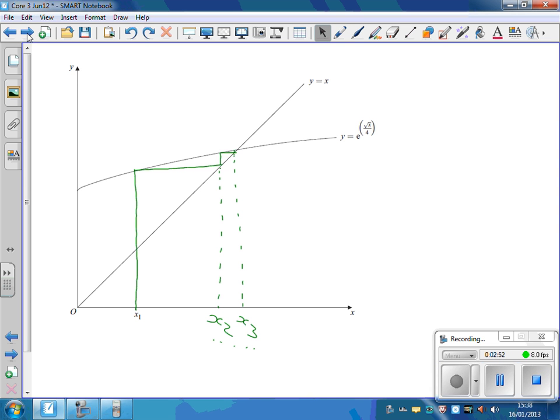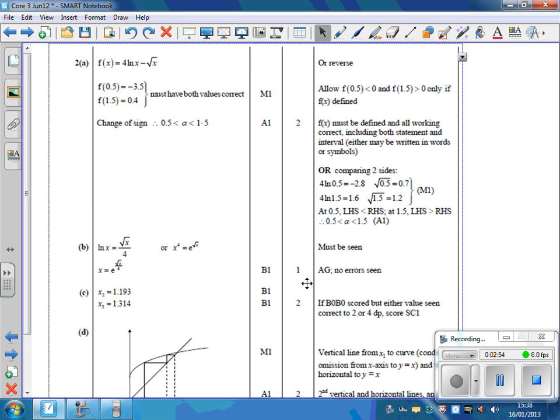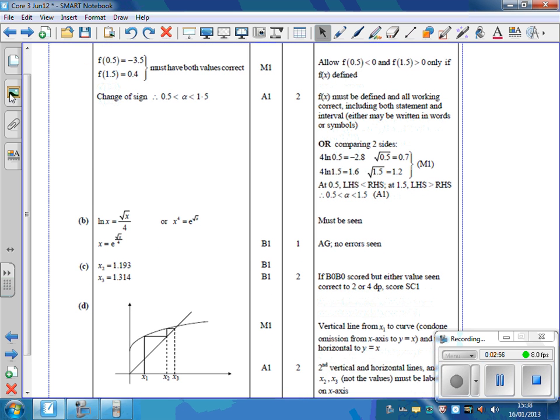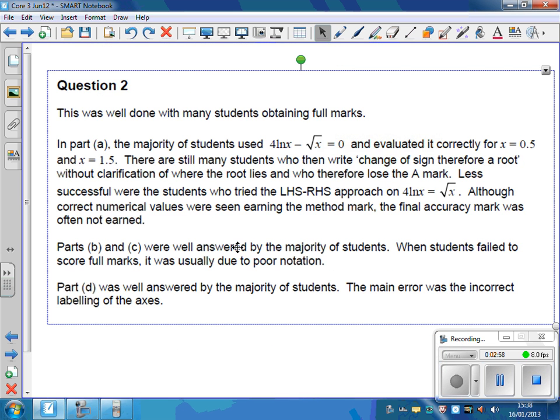Another good question though, good start. Mark scheme here. And examiner's report.